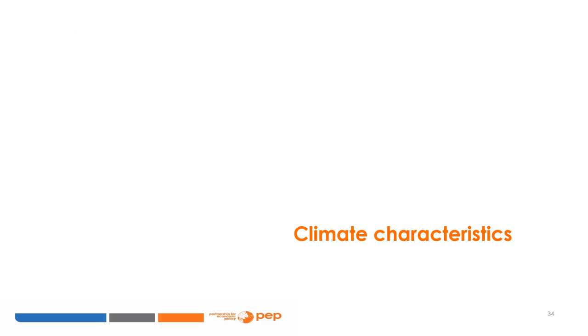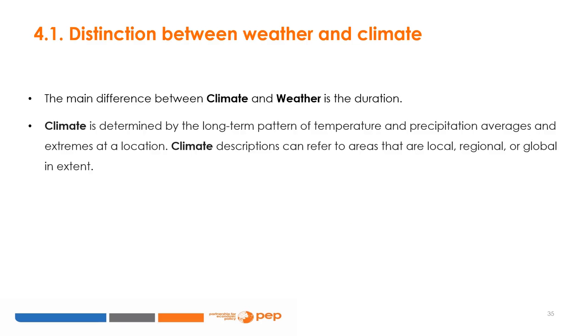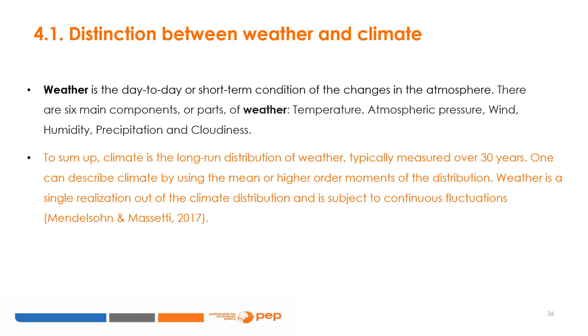Let's look at the characteristics of the climate. The main difference between climate and weather is the duration. Climate is determined by the long-term pattern of temperature and precipitation averages and extremes at a location. Climate descriptions can refer to areas that are local, regional, or global in extent. Weather is the day-to-day or short-term condition of the changes in the atmosphere. There are six main components or parts of weather: temperature, atmospheric pressure, wind, humidity, precipitation, and cloudiness. To sum up, climate is the long-run distribution of weather, typically measured over 30 years. One can describe climate by using the mean or higher-order moments of the distribution. Weather is a single realization out of the climate distribution and is subject to continuous fluctuations.